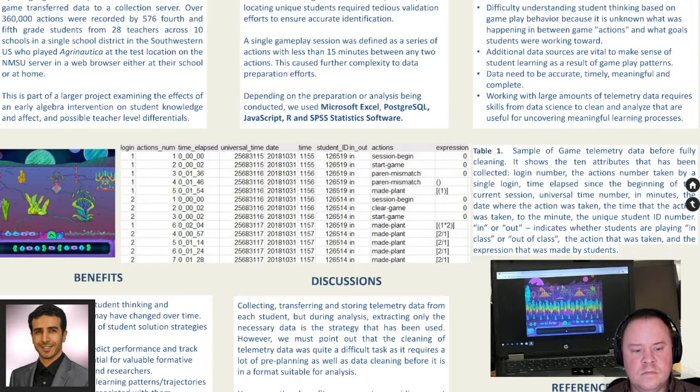And for the tools that we used, depending on the preparation or the analysis that's being conducted, we use some tools for this research study, like Microsoft Excel, PostgreSQL, JavaScript, R, and SPSS statistics software. And I will hand it up to Dr. Chris to talk about the rest.